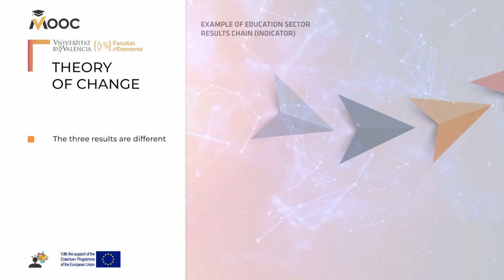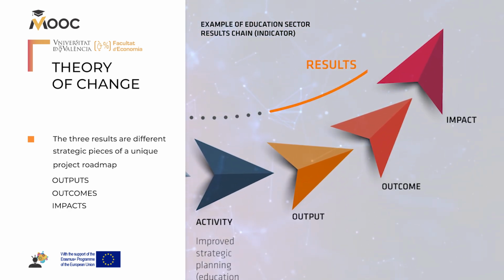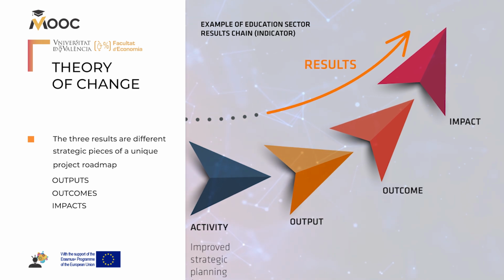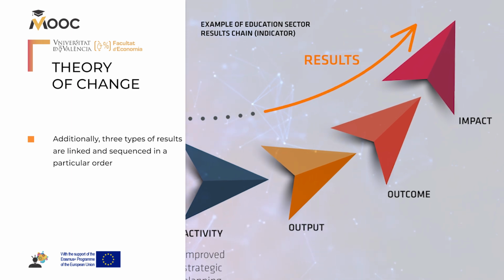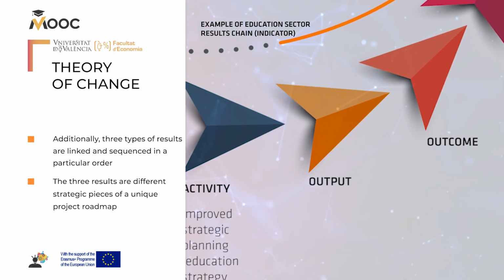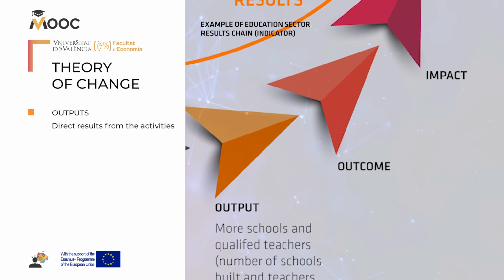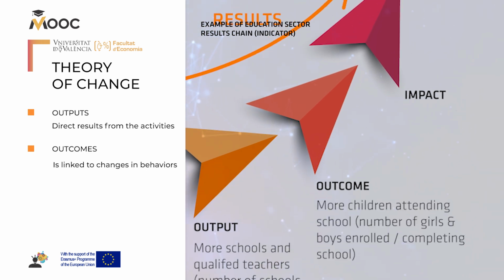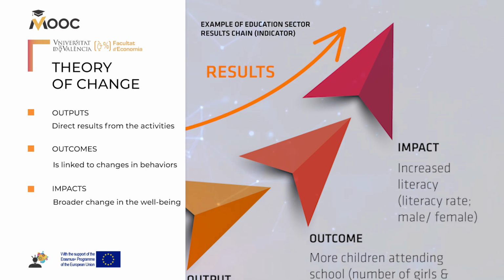The theory of change states that the term results are used to include outputs, outcomes, and impacts, where impacts are the final outcomes affecting the well-being. Additionally, 3 types of results are linked and sequenced in a particular order. The 3 results are different strategic pieces of a unique project roadmap. The concept outputs refers to the direct results from the activities, such as goods, services provided, and infrastructures. The concept outcomes is linked to changes in behaviors, and the concept impacts should be associated to a broader change in the well-being of the society or target group.